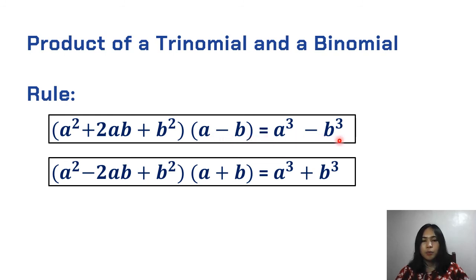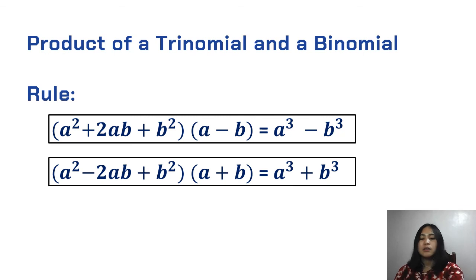minus b cubed. Now, in the second rule, kapag si trinomial, yung middle term niya is negative, and yung binomial niya is in the form of addition, so the product is a cubed plus b cubed. So again, kapag sa trinomial, sa second rule natin is yung middle term niya is negative and it is multiplied by a binomial in a form of addition. So the result is a cubed plus b cubed.